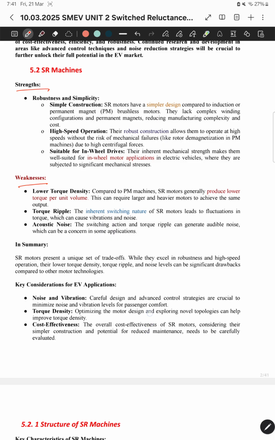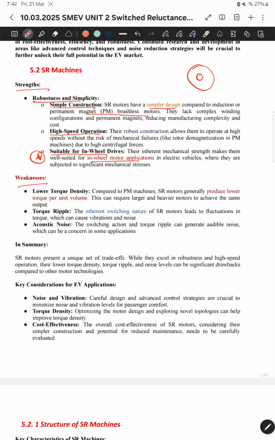Coming to the strengths here, it is simple in construction because they don't have any permanent magnets, and it can be used for high speed applications. It is a major advantage that it is suitable for in-wheel drives. That means I can place this motor directly in the wheels, so there is no separate need for any mechanical gear and other things. That is a major advantage, and I can directly keep this motor in the wheel.